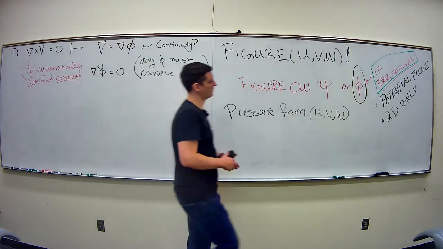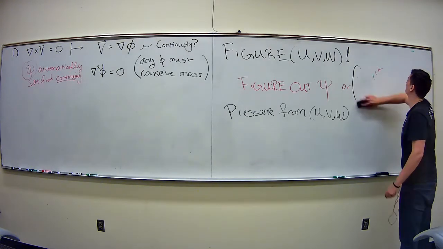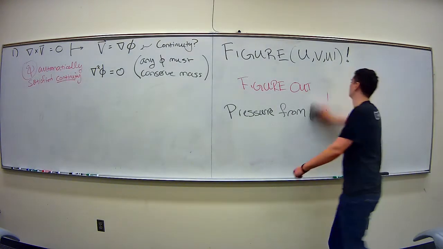So how can I ensure that irrotational part of flow? So here's where I draw some pictures.